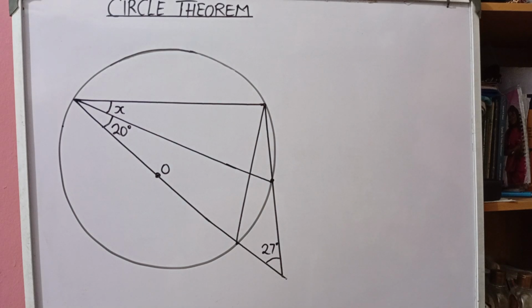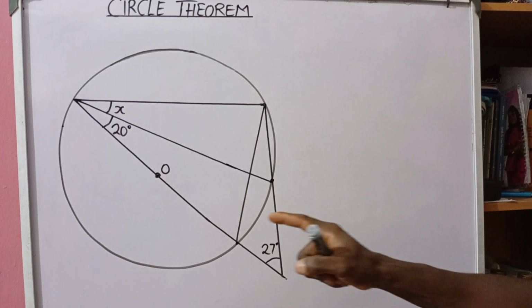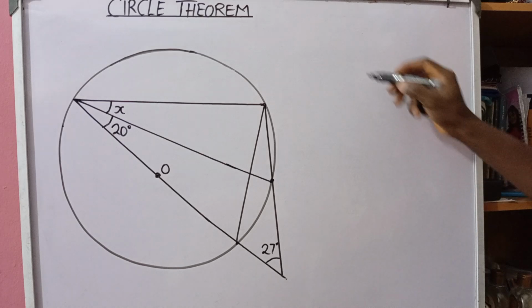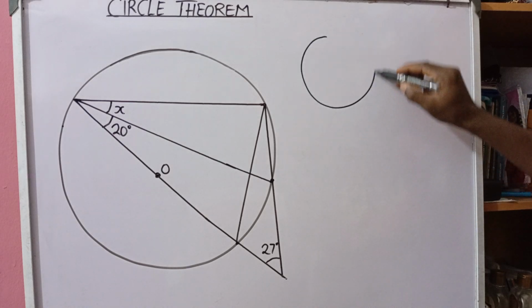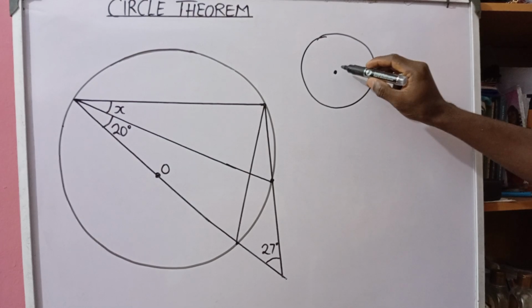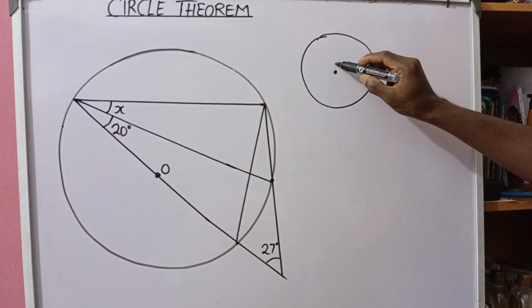How do we approach this? I will give you some simple theorems that can actually help us in finding angle x. Some of the theorems that we need to be conversant with include the theorem that talks about the angle subtended by diameter.